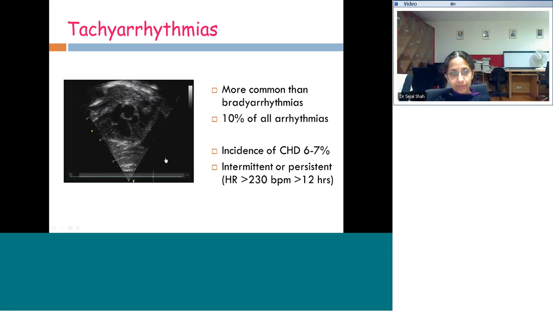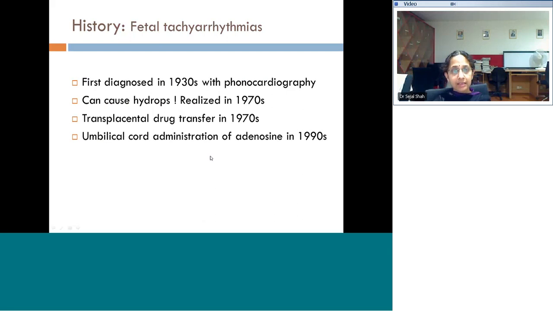And how do we define if they are persistent? Because sometimes it happens that when we are doing a fetal echo, we can see a tachyarrhythmia. Tachyarrhythmia means it's lasting for more than 10 seconds, but it is still not continuously seen throughout the study. So when it's there for more than 12 hours, then it is considered persistent. Anything less than that is considered intermittent tachyarrhythmia. And there is a history of tachyarrhythmia because this was something which was recognized much earlier in 1930s. However, that it can cause hydrops was understood only in 1970s. The medications which are given to the mother for treatment of tachyarrhythmias have been going on since 1970s.